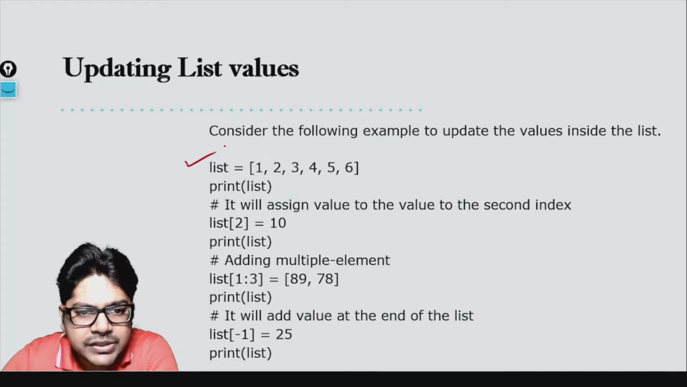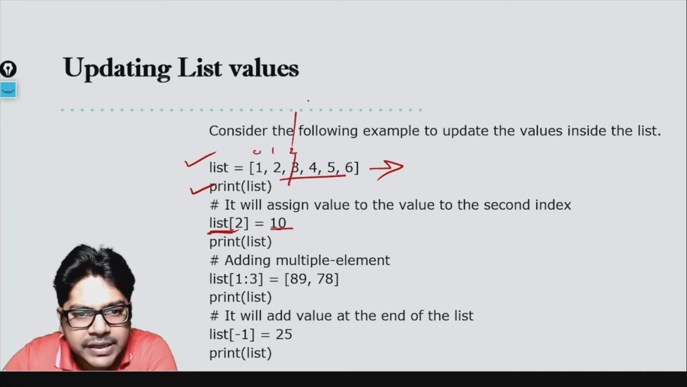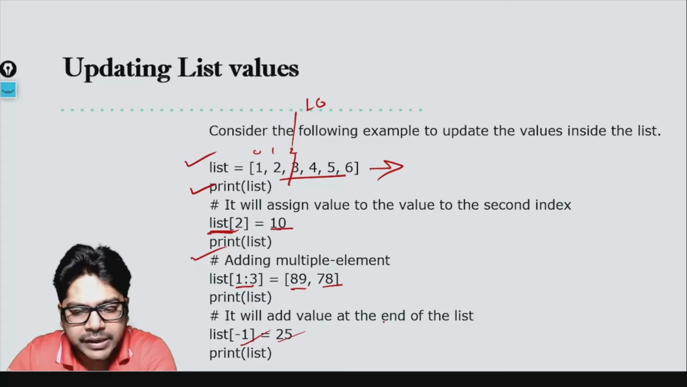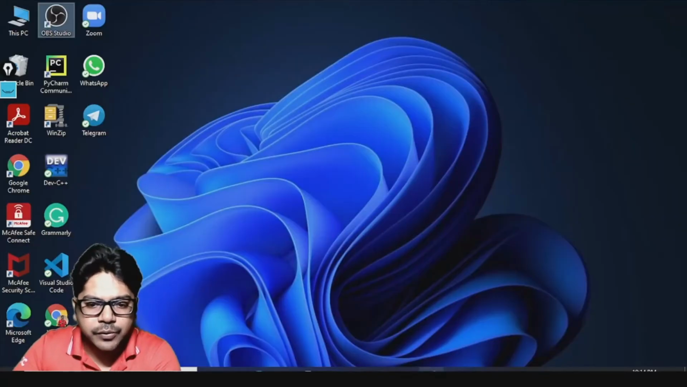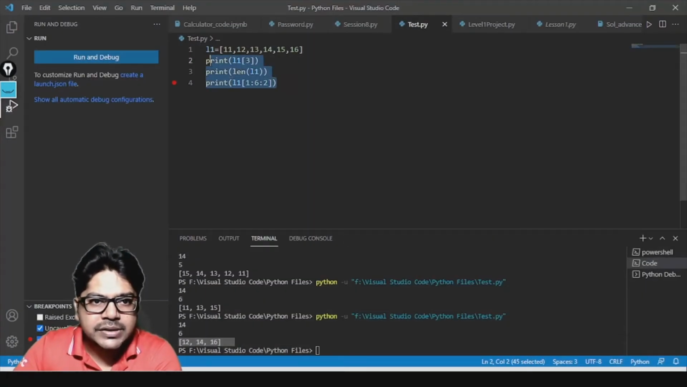So here we have list 1, 2, 3, 4, 5, 6. Now what we are doing is printing the list, so we'll get 1, 2, 3, 4, 5, 6. Now we are writing list of 2 equal to 10. So list of 2, with indices 0, 1, 2, this item will be replaced by the value 10. Then we are adding multiple items, list 1 colon 3, 89 and 78. So the first and second item will become 89 and 78. If you add a negative index equal to 25, it will print the negative index. So let's try this much first and then try to understand it.